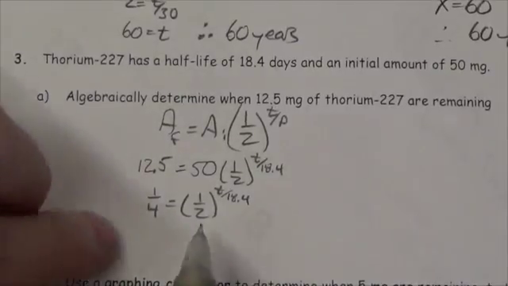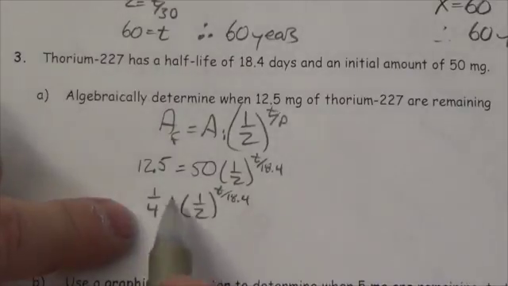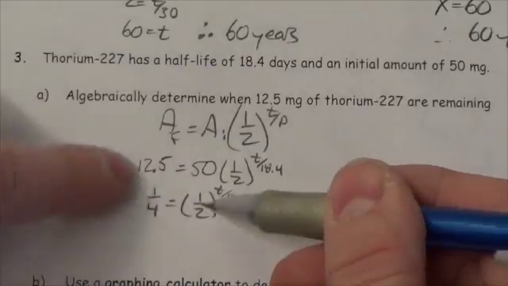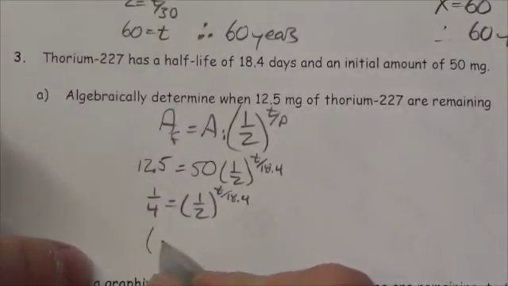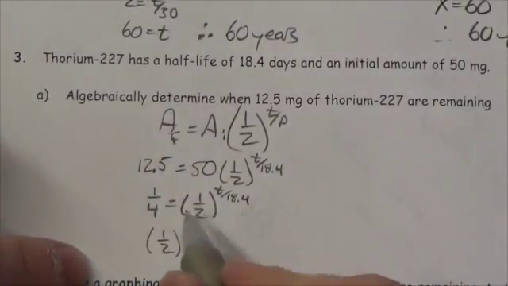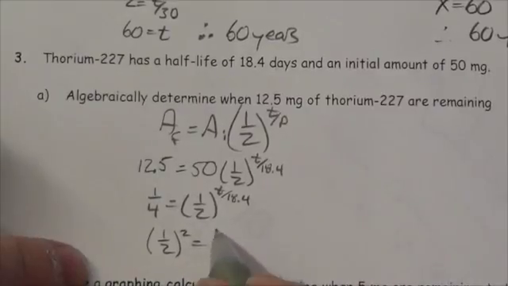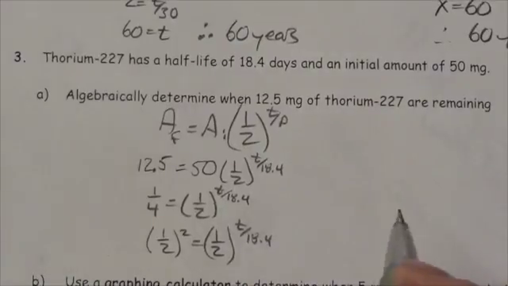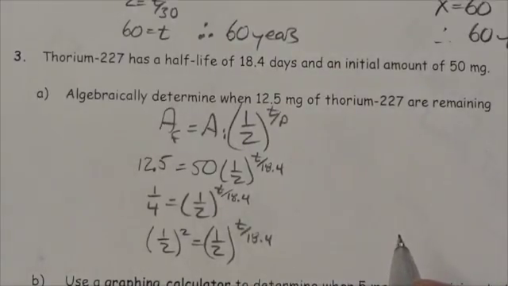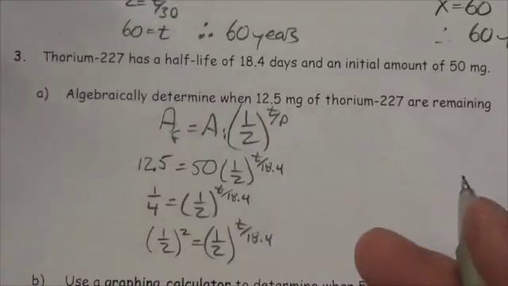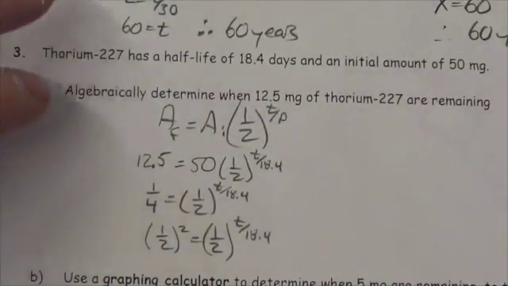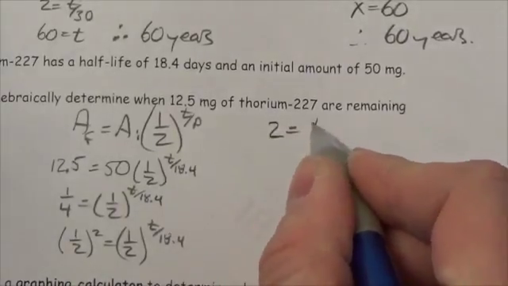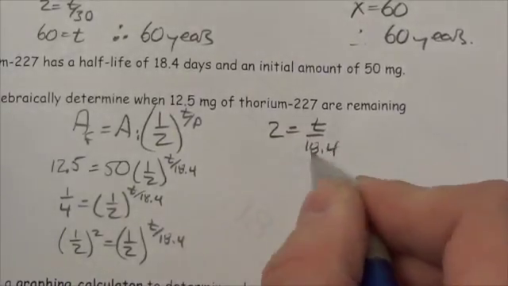Now, I know that 1/4 is 1/2 squared. I could make both of these powers of 2, but it's just as easy to say 1/4 is just 1/2 squared. On the right hand side it's 1/2 to the t over 18.4. Because the bases are the same, I can state that the exponents are the same. So 2 has got to equal t over 18.4.